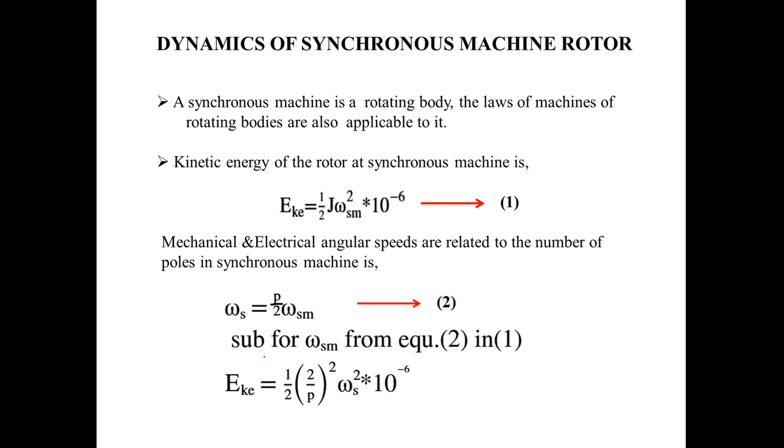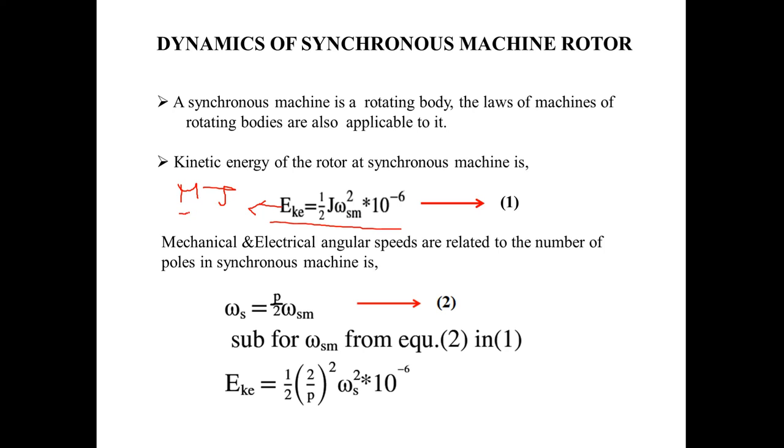We know the general formula of kinetic energy, half mv square. Here the kinetic energy of the rotor of a synchronous machine is defined by E suffix KE equal to half J omega sm square into 10 power minus 6. Here KE represents the kinetic energy of the rotor in megajoules.